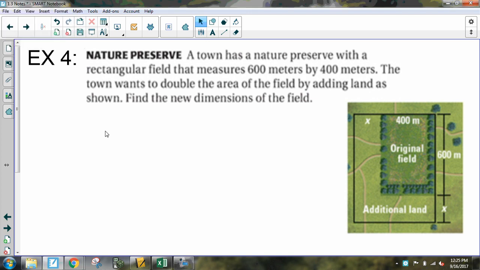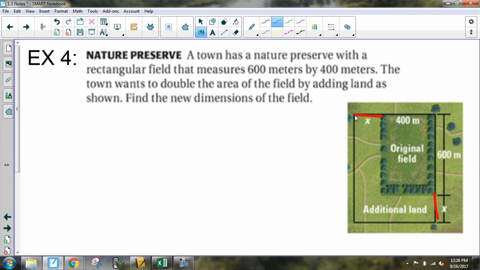All right, so I'm finishing the notes for 1.3. So we have this word problem. A town has a nature preserve with a rectangular field that measures 600 meters by 400 meters. And the town wants to double the area of the field by adding land as shown. So they're adding land to each the width and the length of the field. So we're trying to find the new dimensions of the field.